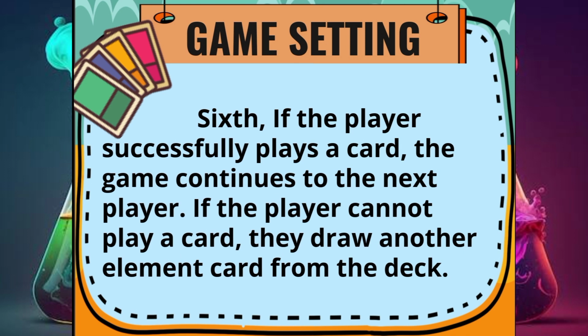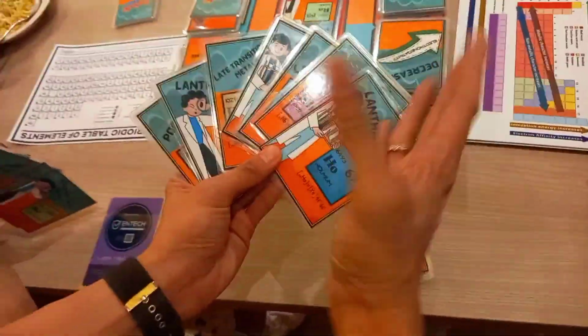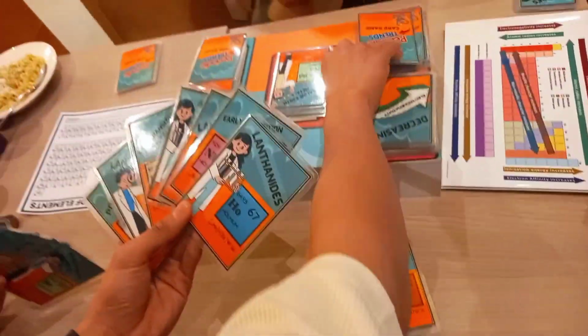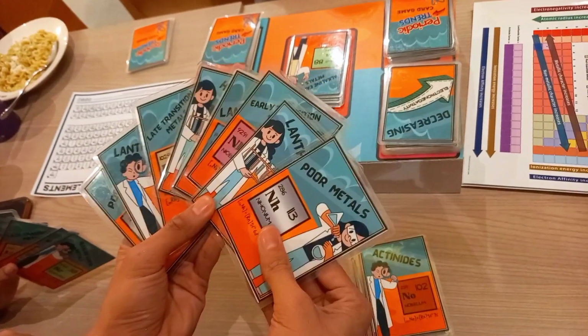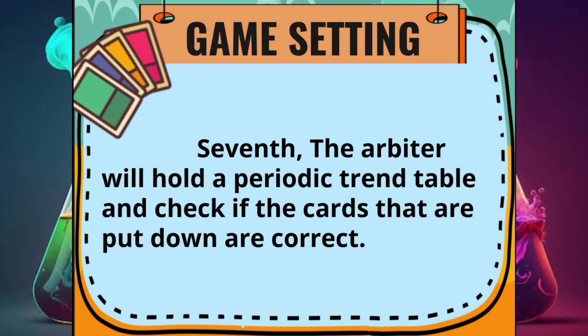Sixth, if the player successfully plays a card, the game continues to the next player. If the player cannot play a card, they draw another element card from the deck. Seventh, the Arbiter will hold a periodic table and check if the cards that are put down are correct.